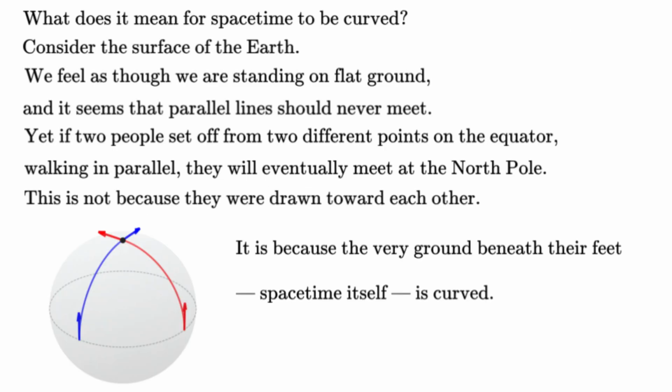What does it mean for spacetime to be curved? Consider the surface of the Earth. We feel as though we are standing on flat ground, and it seems that parallel lines should never meet. Yet if two people set off from two different points on the equator, walking in parallel, they will eventually meet at the North Pole. This is not because they were drawn toward each other. It is because the very ground beneath their feet, spacetime itself, is curved.